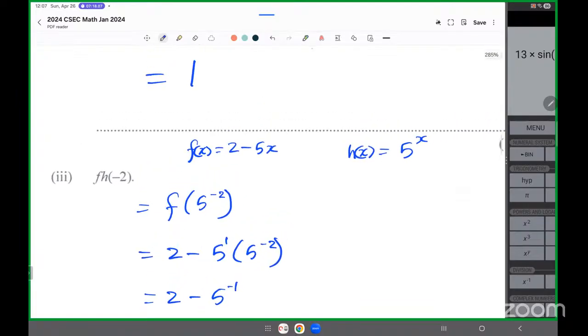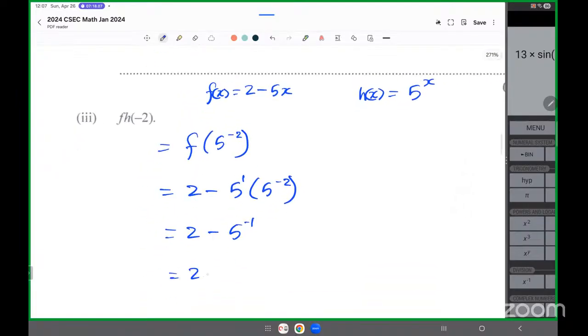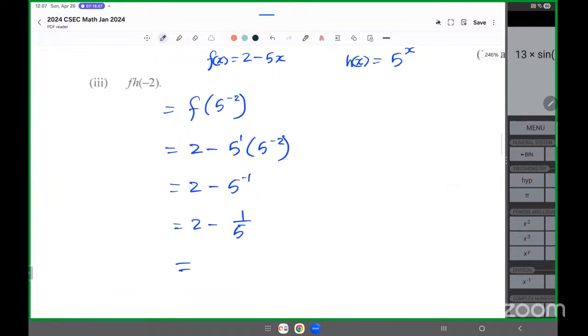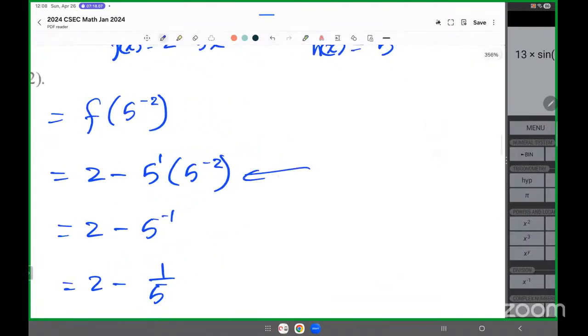5 to the negative 1 is 1 over 5. So it becomes 2 minus 1 over 5. That's 9 over 5, because this 2 is the same as 10 over 5. 10 over 5 minus 1 over 5 is 9 over 5. But you can also put it in the calculator to give you the answer. You write that down, and you put this in the calculator.